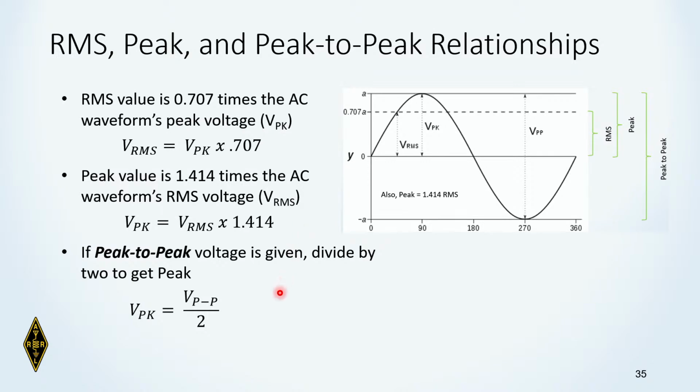Now, if peak to peak voltage is given, you've got to divide by 2 to get to peak, because all of the formulas that we use are assuming RMS. So this is just showing peak to peak divided by 2.